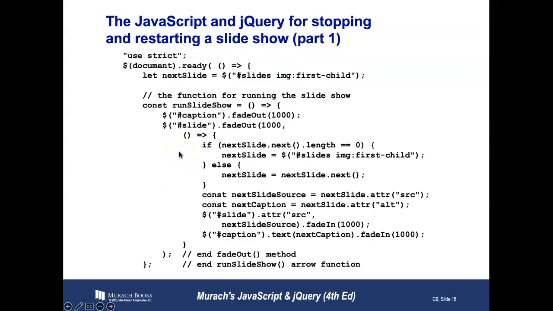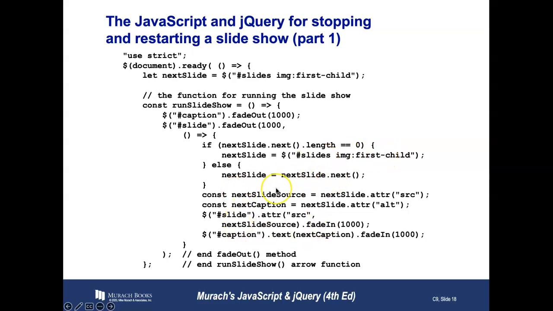And it restarts at the end. So how does that happen? Well, this code we've already done. We've got the fade out of the original caption and slide, and then the callback, which is what we just went through in this last slide, saying, okay, if the next element is empty, then we're going to make it the first child again. Otherwise, we keep going next.